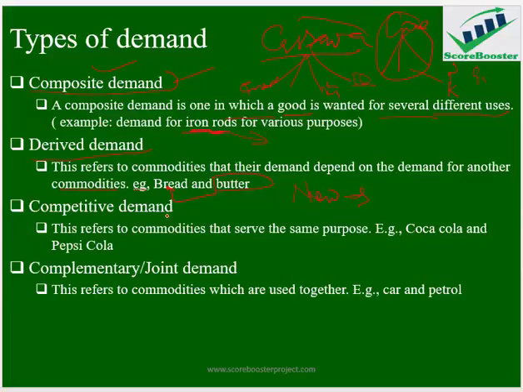Another type of demand is what we call competitive demand. This refers to commodities that serve the same purpose. Take note of this: they serve the same purpose. For example, if I buy Coca-Cola or Pepsi, the two serve the same purpose. If you want something tasty, you need them. So if you take either Pepsi Cola or Coca-Cola, you are indifferent. The consumers are indifferent between the two.